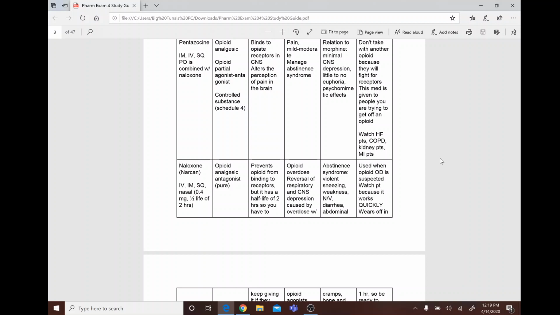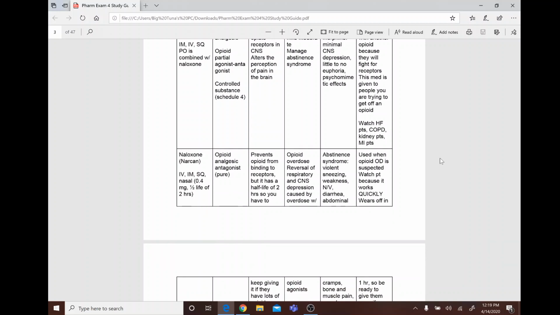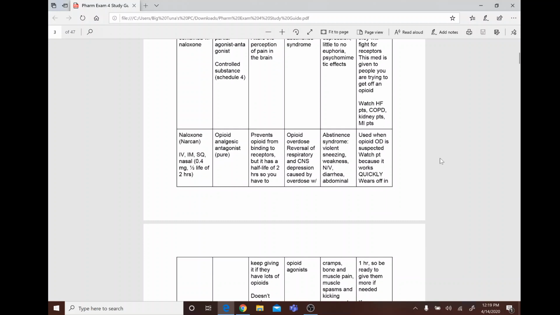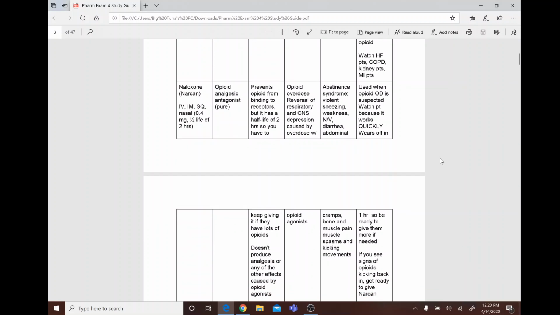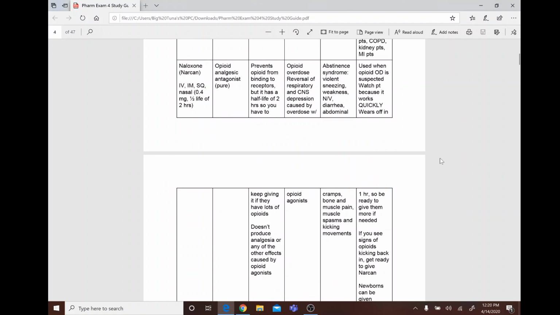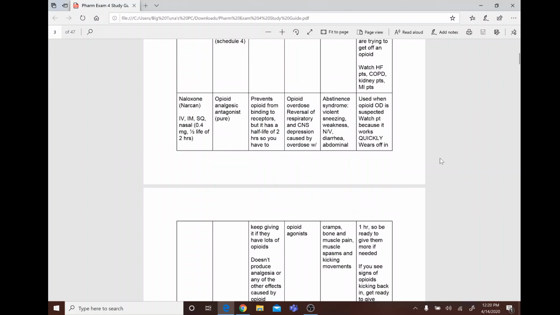Naloxone is used to reverse opioid overdose, and the side and adverse effects you may see with naloxone is abstinence syndrome. So you can have violent sneezing, weakness, nausea, vomiting, diarrhea, abdominal cramps, bone pain, muscle spasms, and kicking movements.